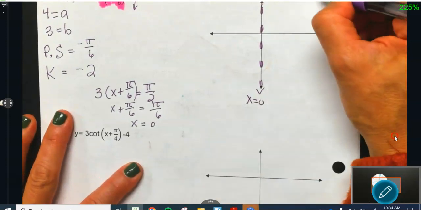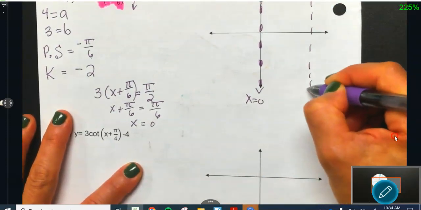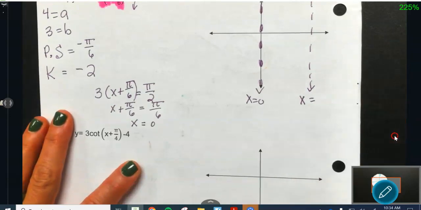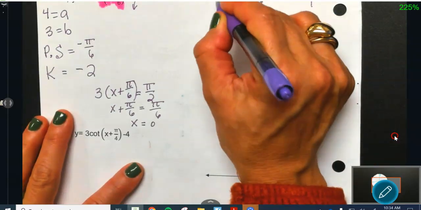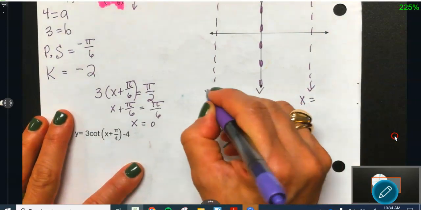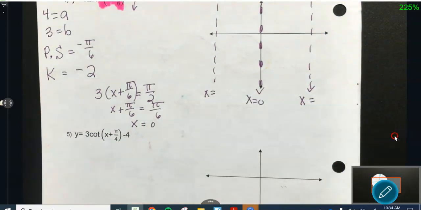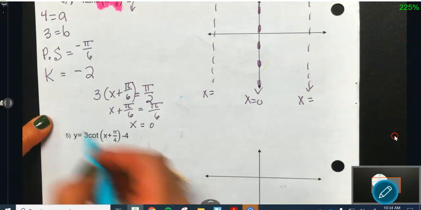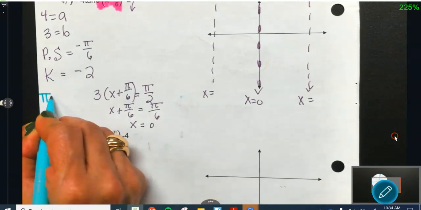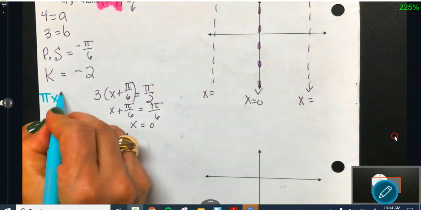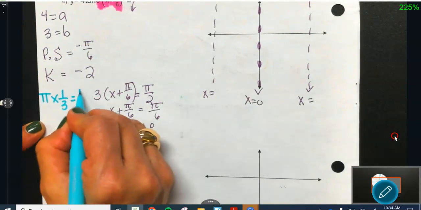You got another one over here. You sure do. I don't know what it is, though. You got one over here. For sure. I don't know what it is, though. How are you going to figure that out? The period. All right, so remember, the period is going to be regular pi times the reciprocal of b, and that's going to give us our brand new period.